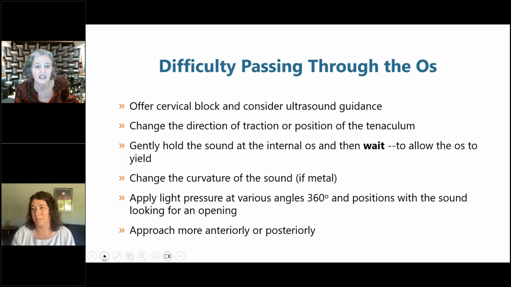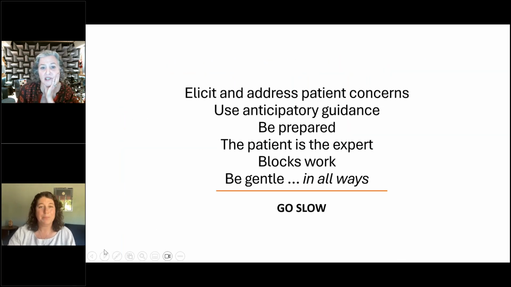So you have these. And so we're just summarizing with saying elicit and address patient concerns, use anticipatory guidance. Please, please have everything you need in the room. Remember that the patient's the expert, the blocks work, and to be gentle and slow in all ways. All right. So I know that Nicole had said we could go over with questions. So if people want to stay on, we will stay here and answer more questions.